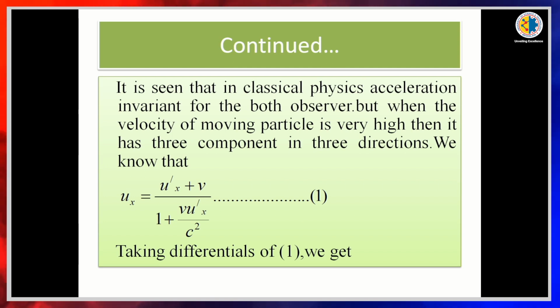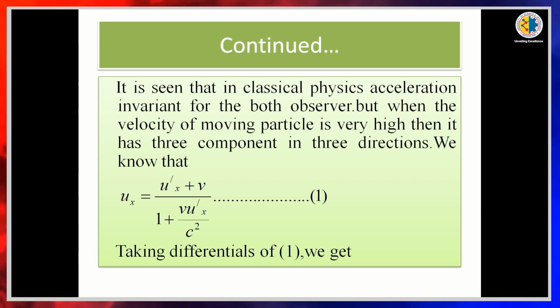We know that ux is equal to (u'x + v) divided by (1 + v u'x by c square). It is equation number 1. Then, in previous classes we have discussed the velocity components in three directions: one in the x direction, one in the y direction and another in the z direction. So, in three components we get the velocity direction.